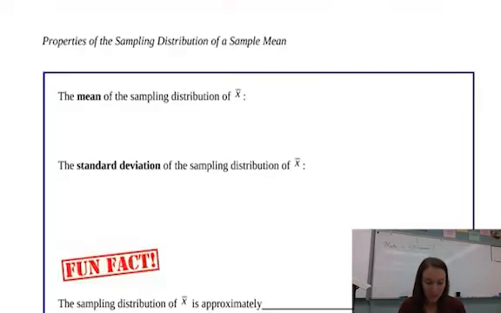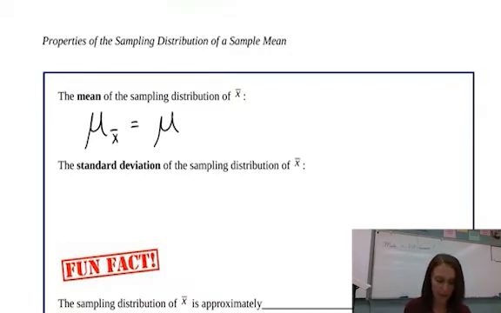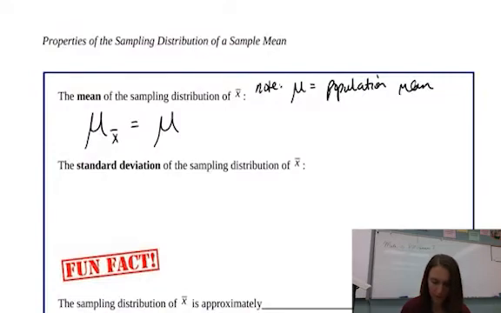All right. Properties of the sampling distribution of a sample mean. So the mean of the sampling distribution of X bar, so mu of X bar, equals mu. And mu itself is the parameter, so it's the population mean. So let's just write up here, note: mu equals the population mean. Oops, that's a little sloppy. So what this means, we have a lot of means going on today.